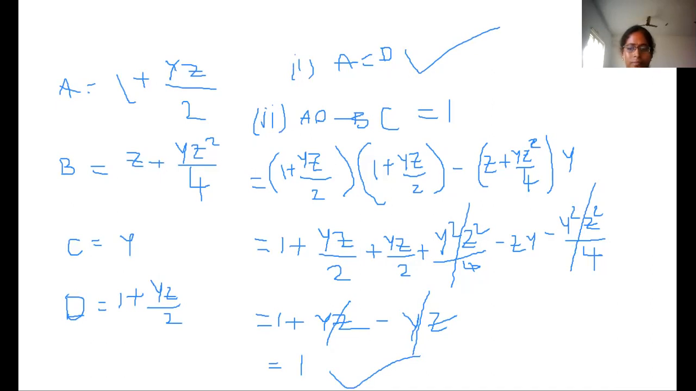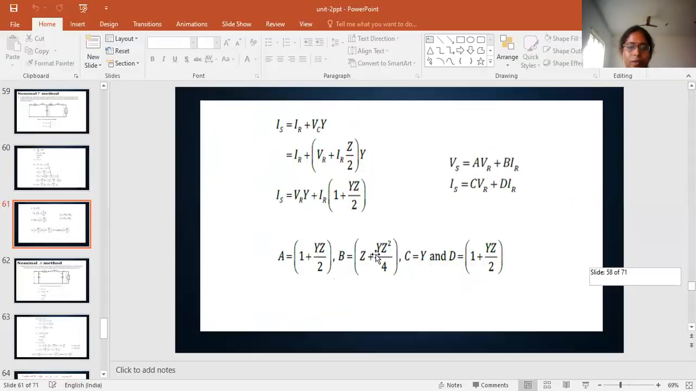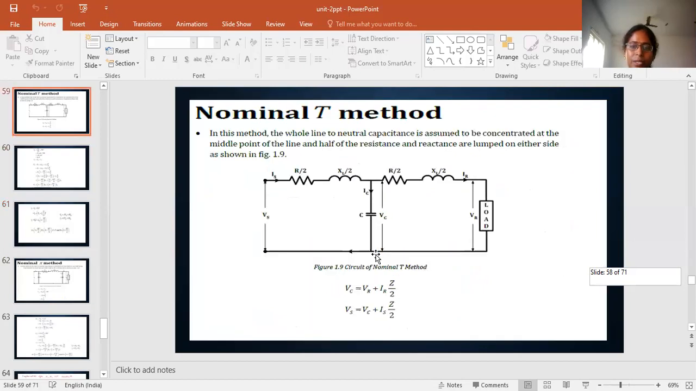This is the ABCD parameters calculation. Once again I will repeat that. For the nominal T method, for the resistance and inductance values, we take half of the values. At the middle point, the capacitor is connected. This type of connection is called the nominal T method. In this method, we can calculate the ABCD parameters.